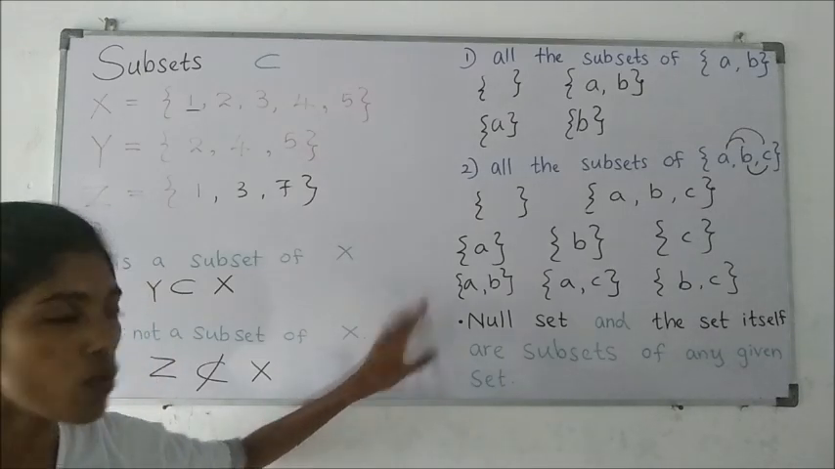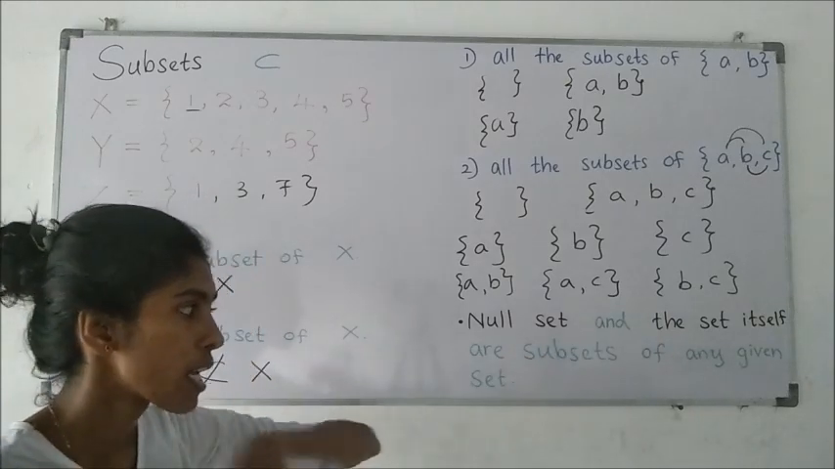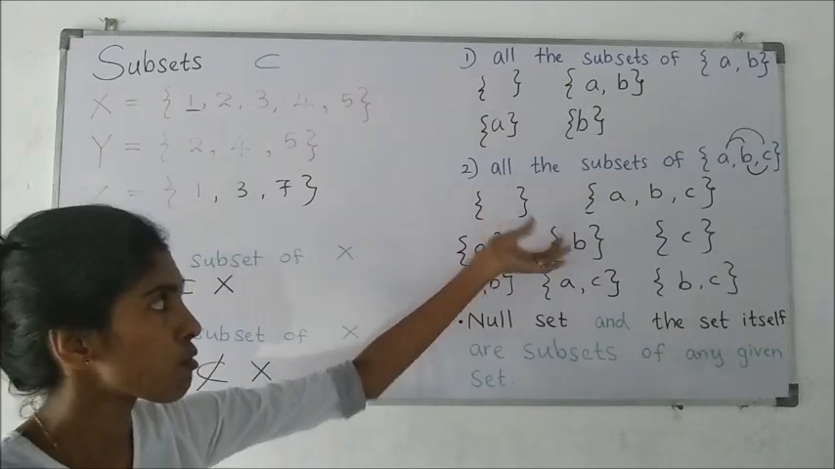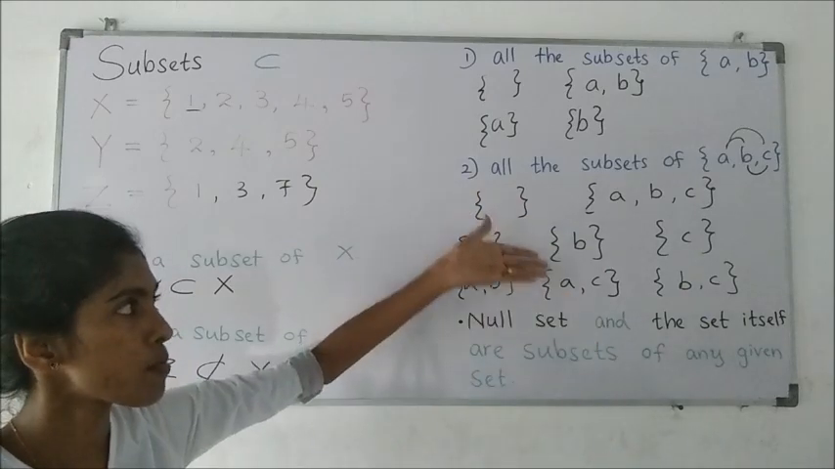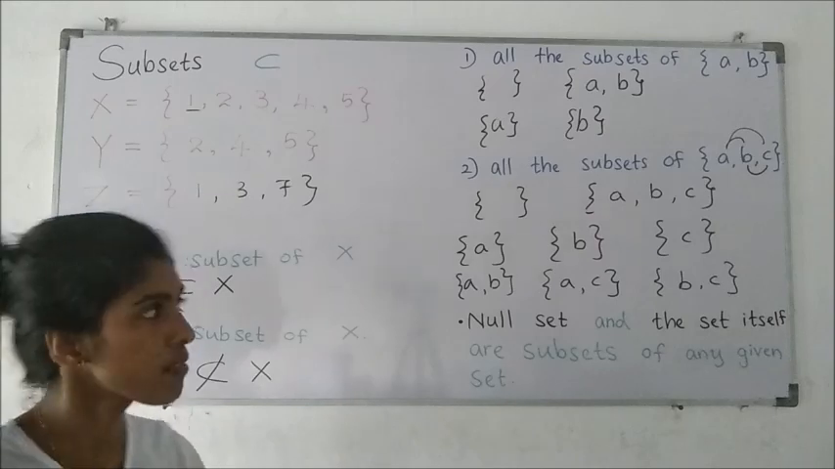Then here I have given you that the null set and the set itself are subsets of any given set. So if you are given a question to write all the subsets, firstly start by writing the null set and the set itself, then go ahead.